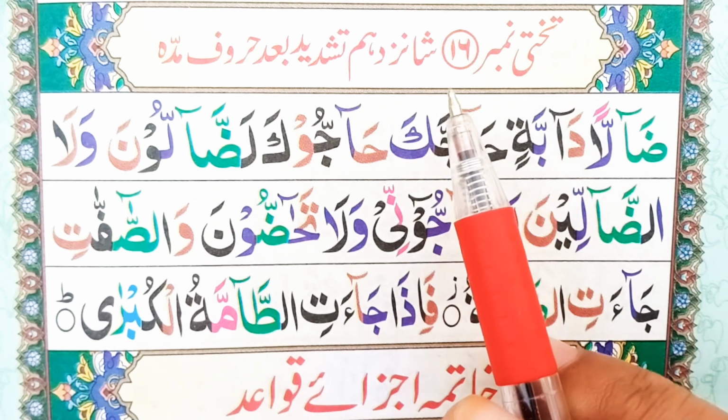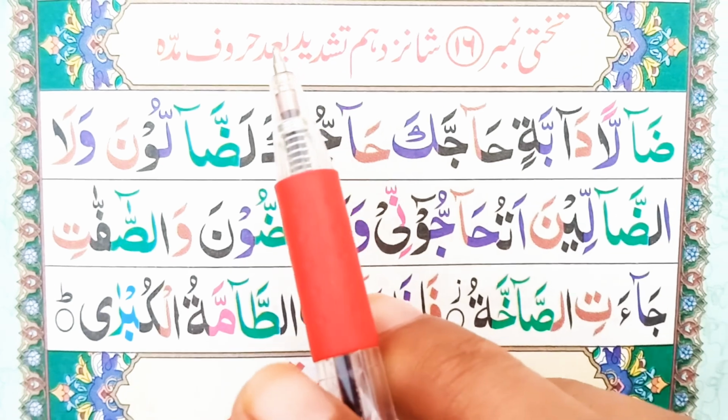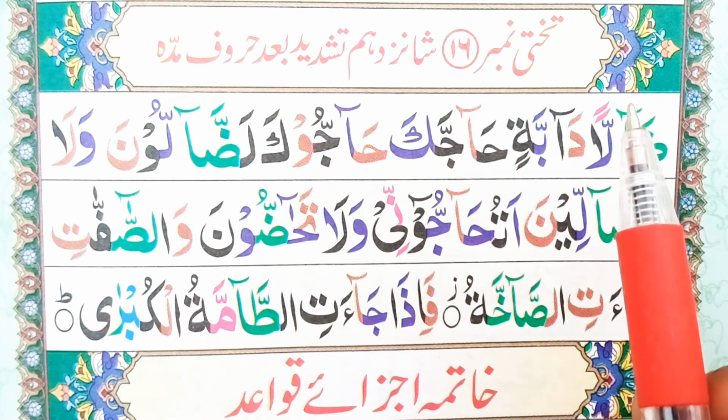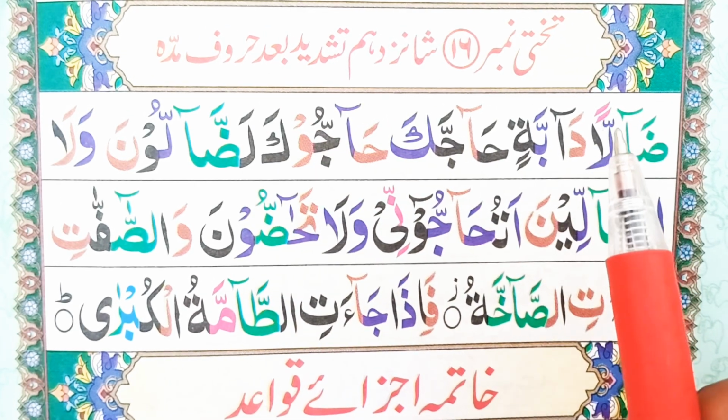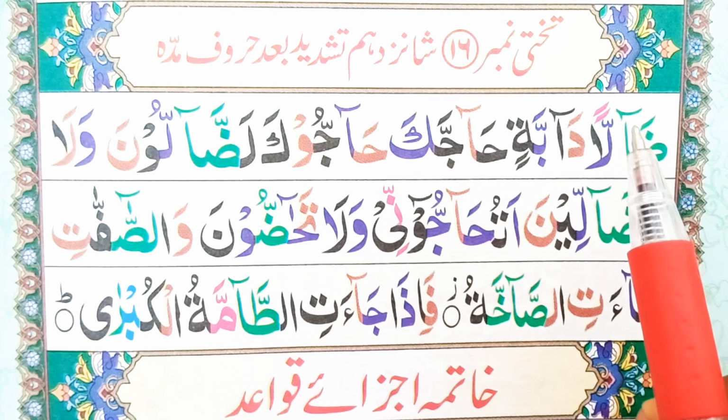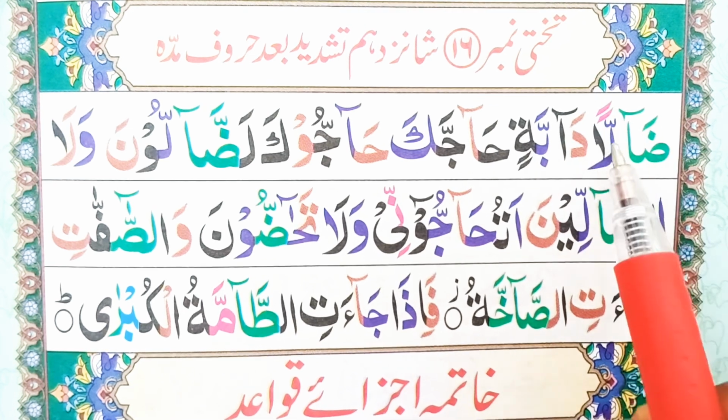Dear student, in the 16th lesson we will learn the Tashdeed after mad. This is called a mad, and mad is long, and this is called a shad. Shad means connected with the previous letter. Let's start. Repeat after me.